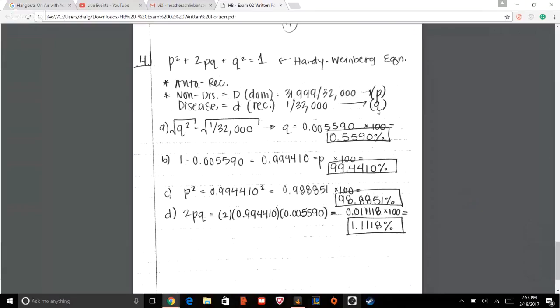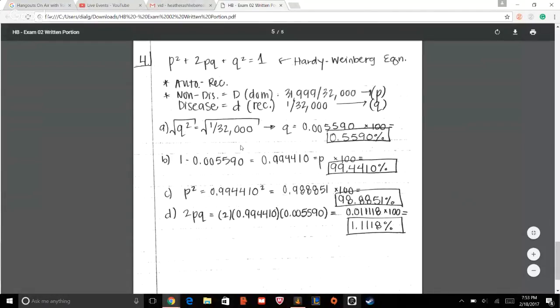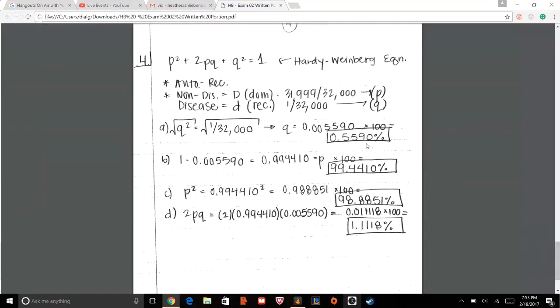So we use the Hardy-Weinberg equation that I have listed up at the top there. And we do q squared equals 1 out of 32,000. Take the square root of both sides to get the q value. That is 0.005590. Times 100 is 0.5590%. That's the frequency of the d allele in the population.